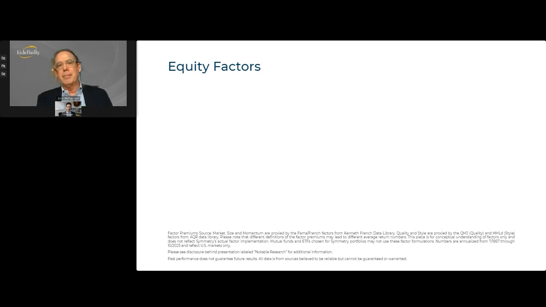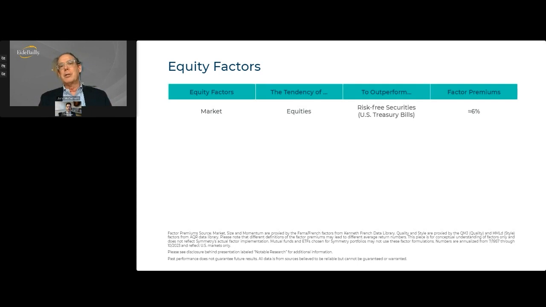So the first is that market factor that we talked about. Historically, the market, you could think about it as being the Russell 3000, has outperformed treasuries by about 6% per year, which is a pretty sizable premium. We all know that the market doesn't outperform treasuries every year. We know that in expectation, or in the long run, we would expect equities to outperform treasury bills.